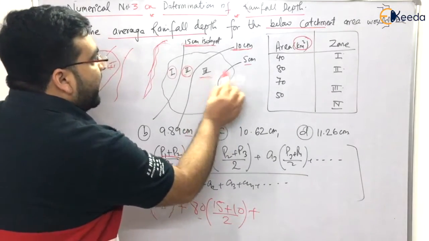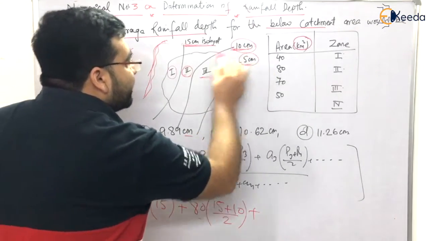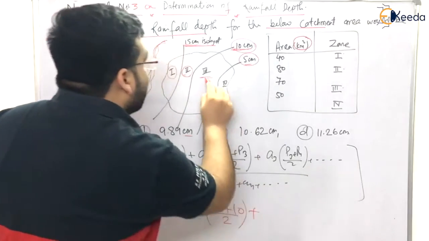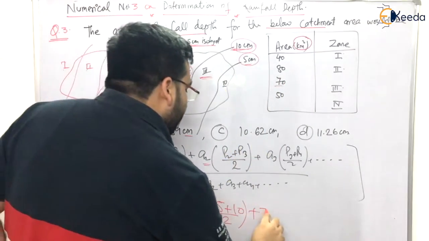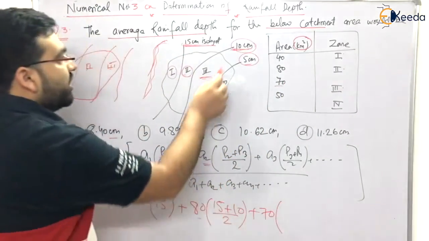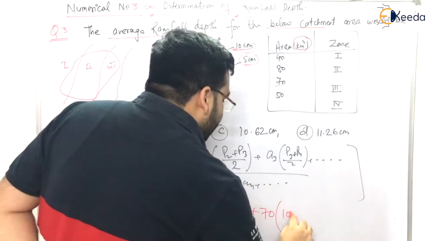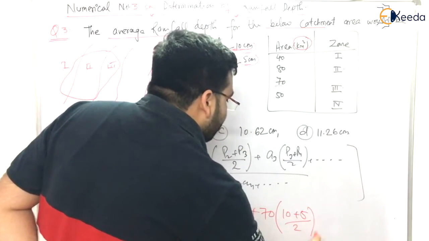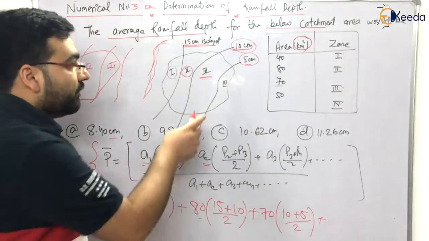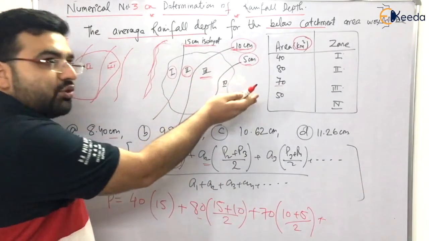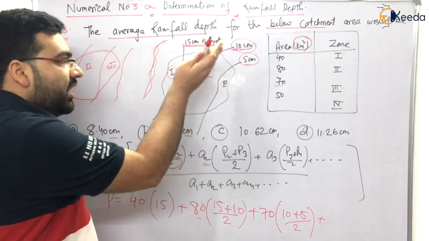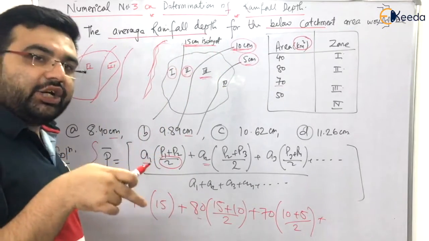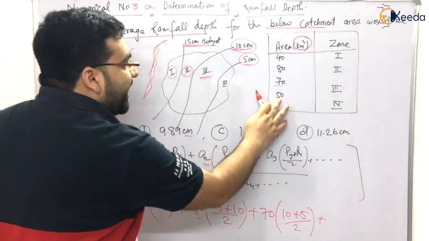Now zone 3 is in between the 10 centimeter and 5 centimeter isohyets. So the area of zone 3 is how much? 70. So 70 into how much? 10 plus 5 divided by 2. Now again for zone 4. There is no other isohyet. It means the area has only one isohyet near to it, that is the 5 centimeter isohyet. So area 4 is 50.